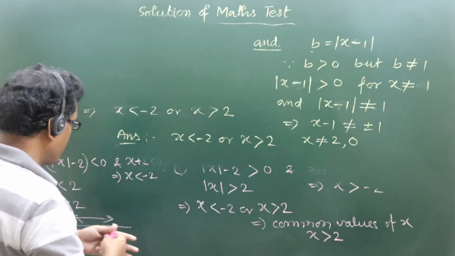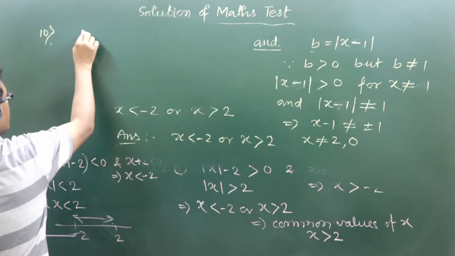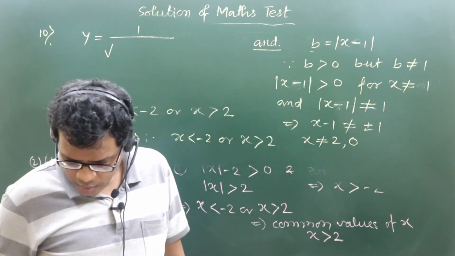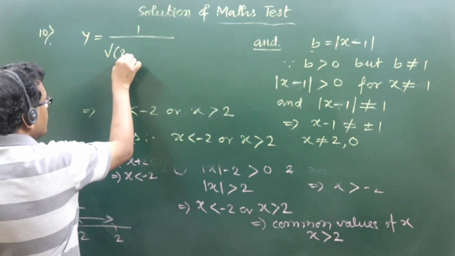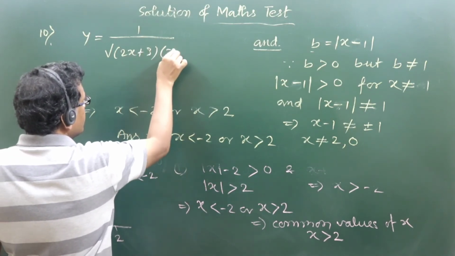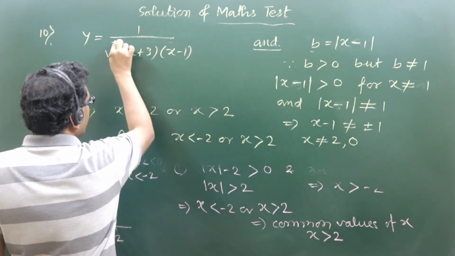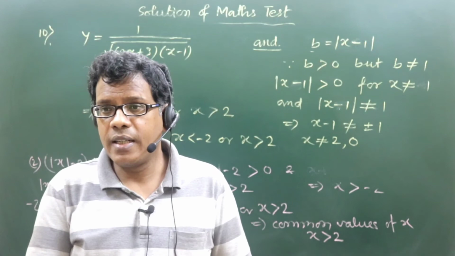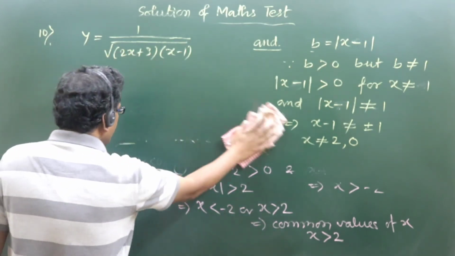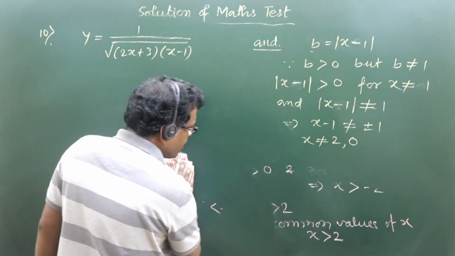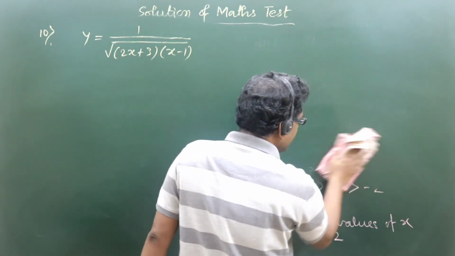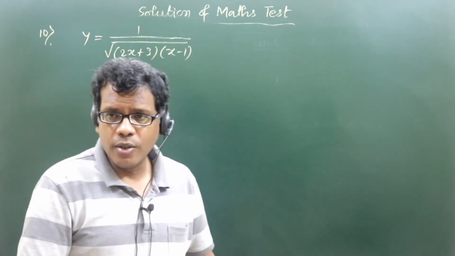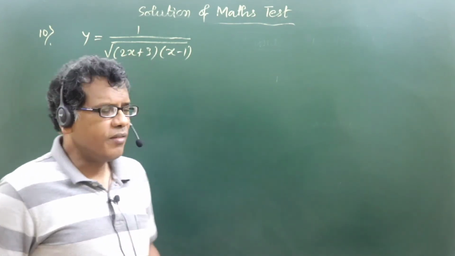Now, the last one, that is the question number 10. Question number 10 suggests that y is equal to 1 divided by under root of 2x plus 3 and x minus 1, two linear factors product. So, again it is a very simple argument. Being denominator, we have already done this, that denominator under even root. So, first of all, being under even root, it can't be negative, and secondly, being the denominator expression, it can't be 0 also.